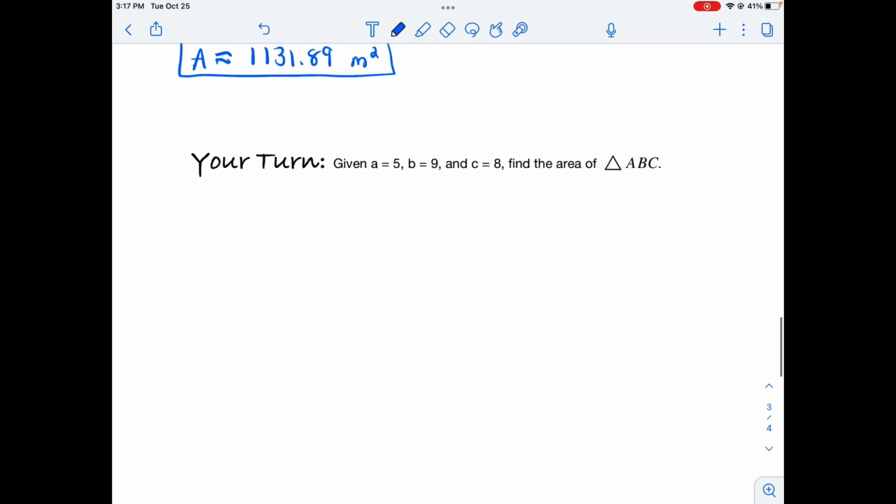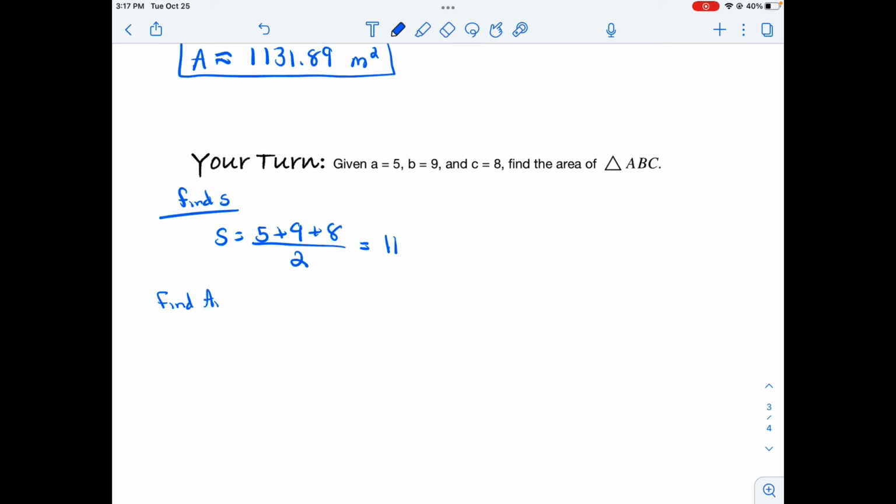Your turn. Find the area of this given triangle ABC. Okay, first I want you to find S. S is equal to the sum of the 3 sides, so that's 5 plus 9 plus 8 divided by 2. And that gives us S is equal to 11.